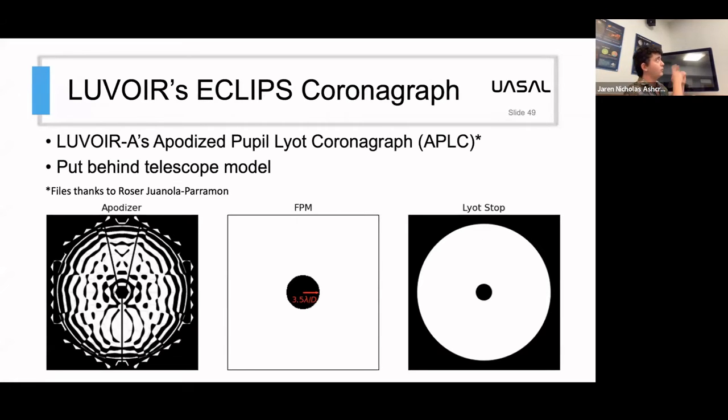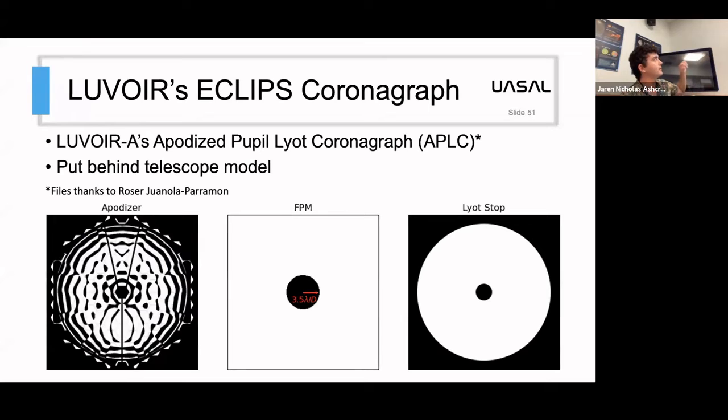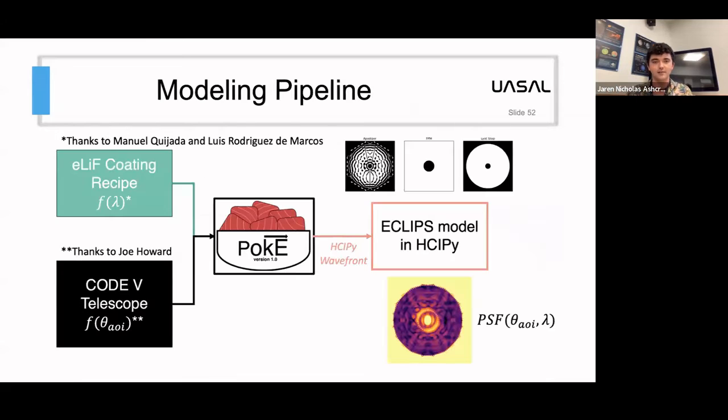So we begin with the LUVOIR eclipse coronagraph. This is the apodized pupil Lyot coronagraph for LUVOIR A. I always thought that the apodizers looked like Rorschach ink blots, so that's a fun thing. But this sits at a pupil plane, or an image of the telescope's primary mirror. Light passes it, comes to a focus at a focal plane mask whose radius is 3.5 lambda over D. And then we have a rotationally symmetric simple Lyot stop that tries to block some of that diffracted starlight.